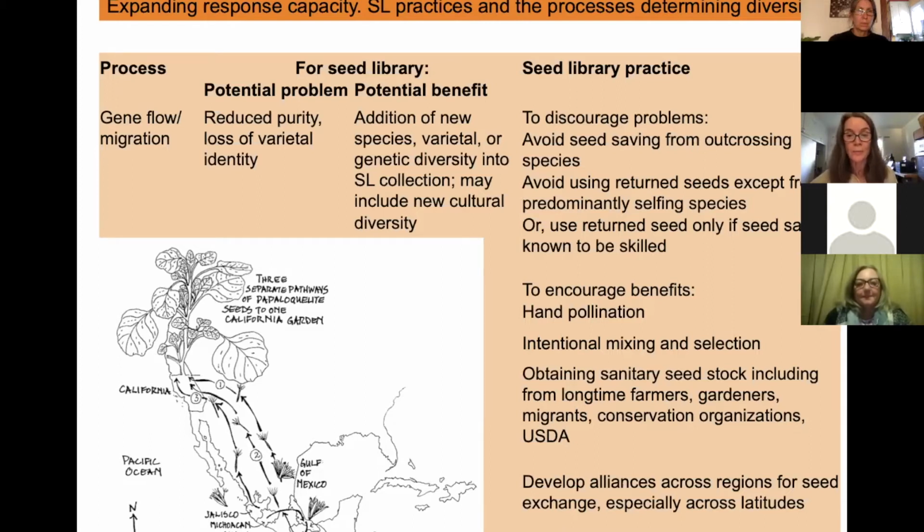However, a plant breeder, including a plant breeding PhD student at UC Davis, has now been moving alleles for resistance to bean common mosaic virus into a number of heirloom varieties, making it possible for those to be grown without that problem. So alliances and collaborations with plant breeders can be another effective way of using the positive benefits of gene flow to increase diversity in your seed stock.